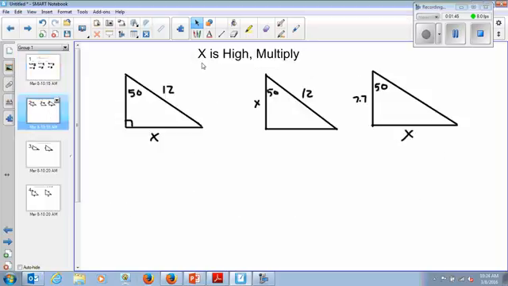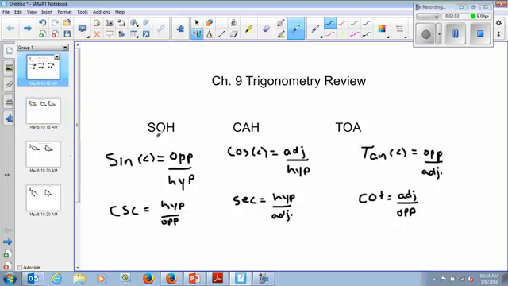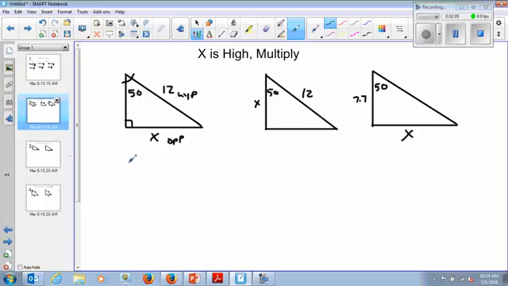In cases where we have x is up high, we multiply. So in this case, here's our reference angle, and I kept the same reference angle. We have x would be the opposite side. 12 would be the hypotenuse. If it's opposite and hypotenuse, we know that we're going to use sine. Go back here. We see sine is opposite over hypotenuse. So I'd write it out like this. Sine of my angle equals opposite x over hypotenuse 12.